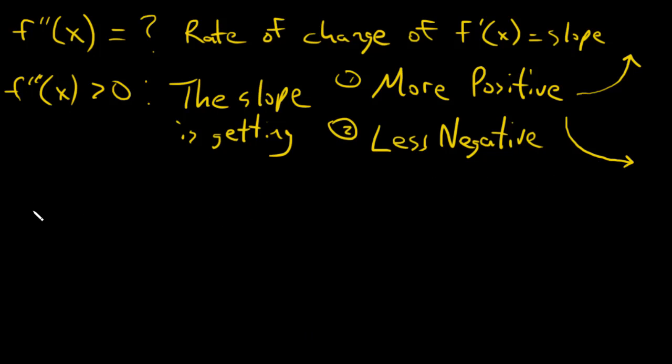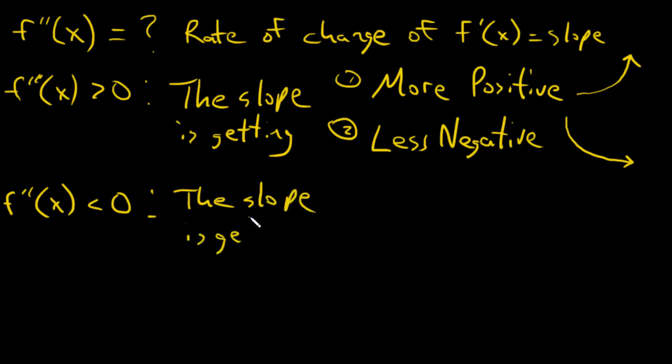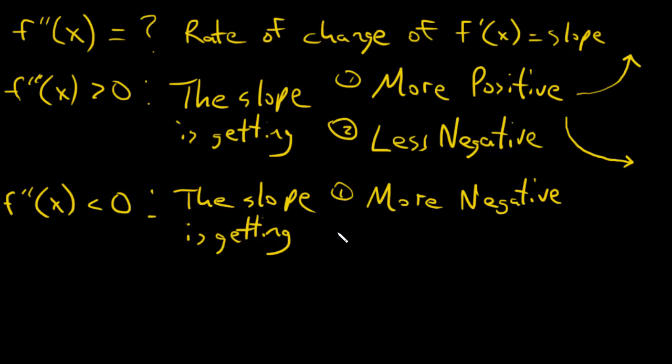Now, what about f double prime of x less than 0? Well, that means that the slope is getting, just like what we talked about earlier, in this case, the slope is getting more negative or less positive.